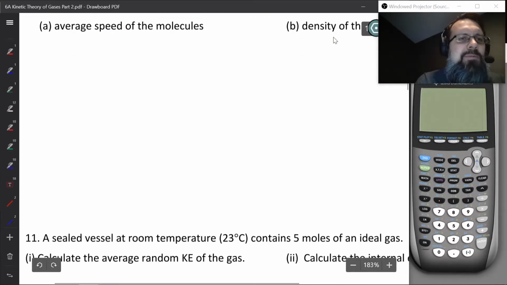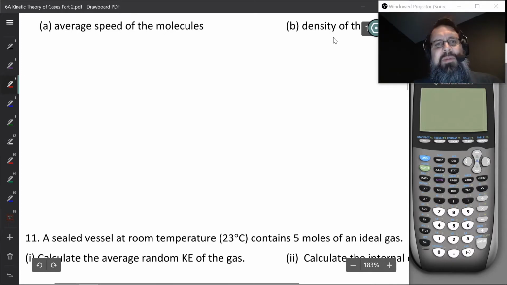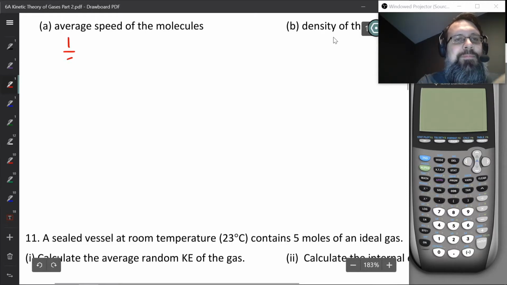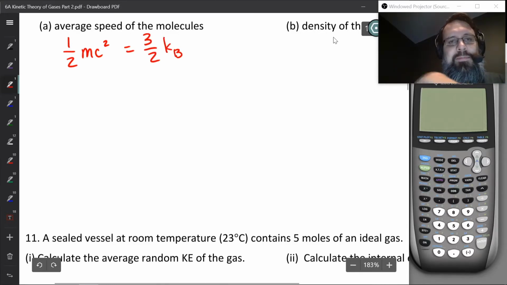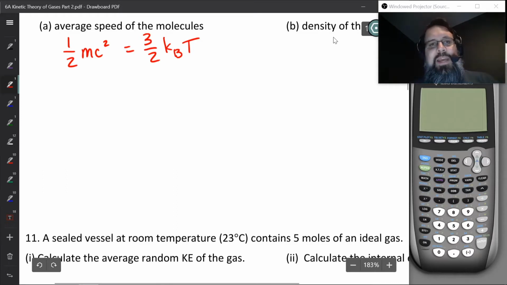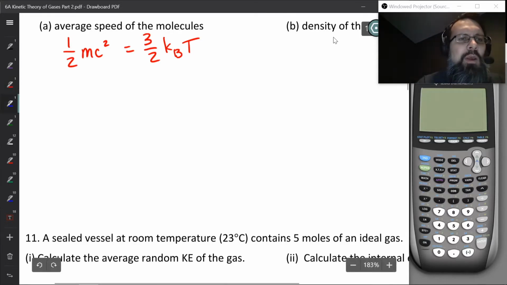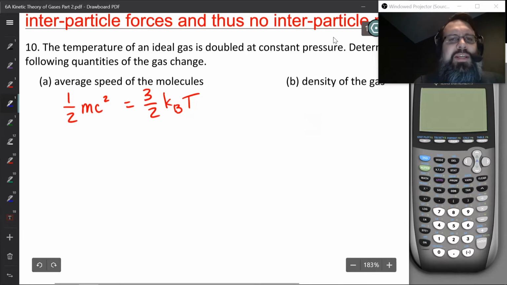We'll begin by writing down the Boltzmann equation, which we learned about last time. It was the equation we derived from the kinetic theory. The result was that 1/2 mc squared is equal to 3/2 kbt. On the left-hand side, we have the average random kinetic energy of each molecule, and on the right-hand side, we have a quantity proportional to the temperature. Remember, k sub B is Boltzmann's constant. We know that the temperature is doubling, so we've got twice as much temperature.